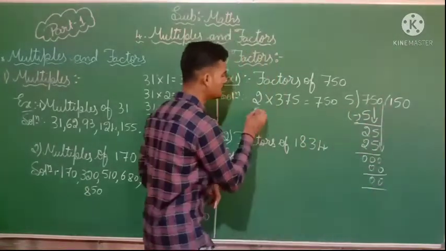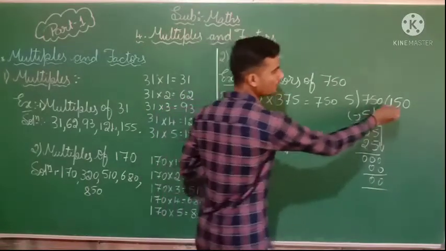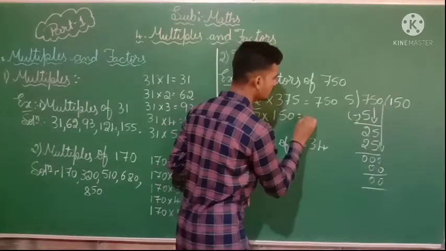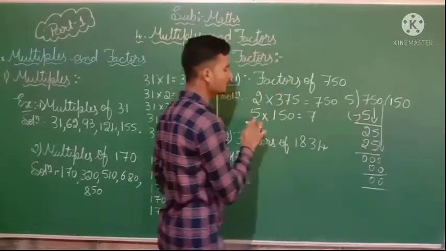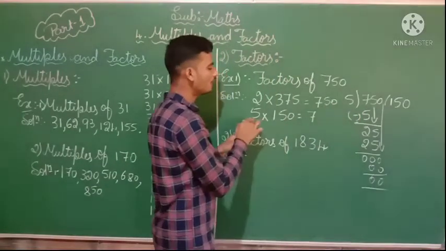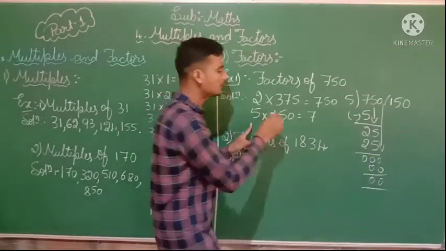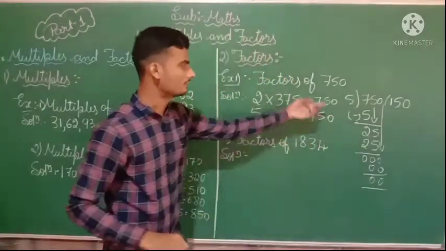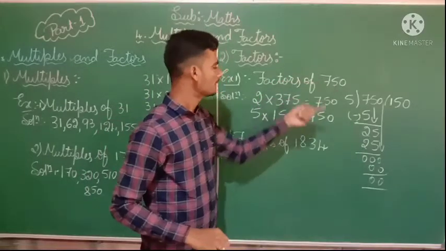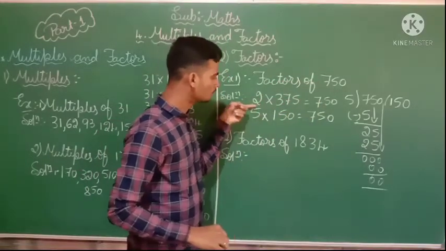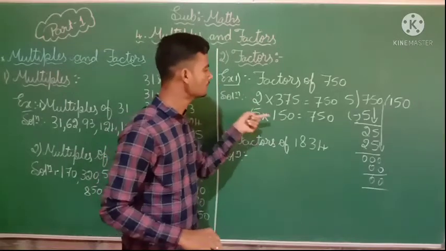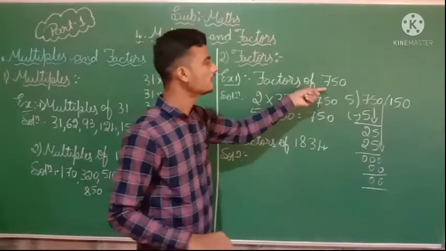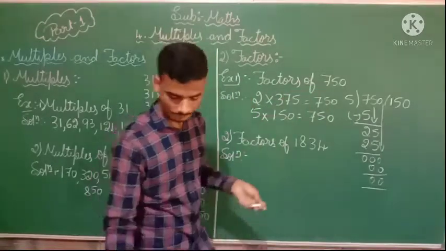Okay, so we will write here 5 into 150, which is the quotient we got. What product will we get if we multiply 5 into 150? 15 5s are 75, then here is a 0, you write down 0 as it is. So you got 750. See, the factors of 750 are 2, 5, 150, 375. These are the 4 factors we found for the number 750.